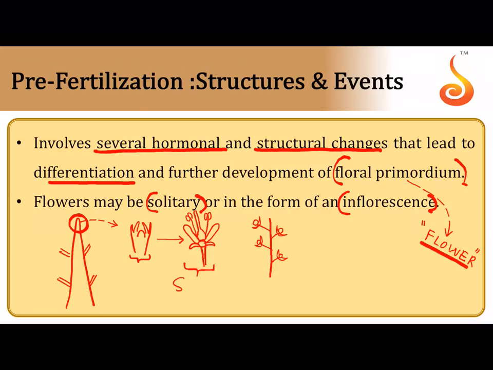So flower is either born singly, as in this particular case, or it is born as a group. When flowers are born as a group, they are referred to as the inflorescence. Is it clear? So flower may be solitary or it may be an inflorescence, and it develops from a special type of tissue that is referred to as the floral primordium.